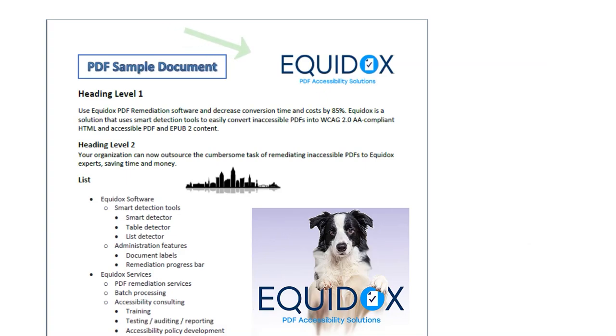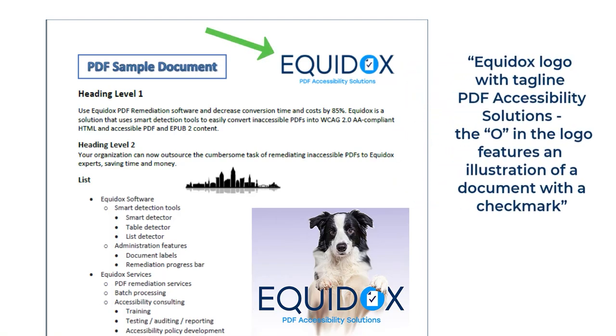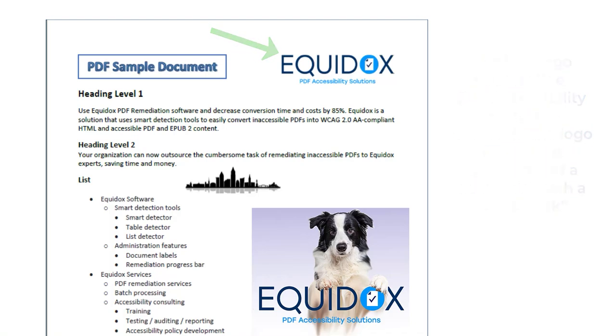On this document, we see a logo and 2 additional images. Alt text for this logo can simply read "Equidox logo," or the logo could be fully described to read "Equidox logo with tagline PDF Accessibility Solutions." The O in the logo features an illustration of a document with a check mark. In most cases, "Equidox logo" is sufficient information.